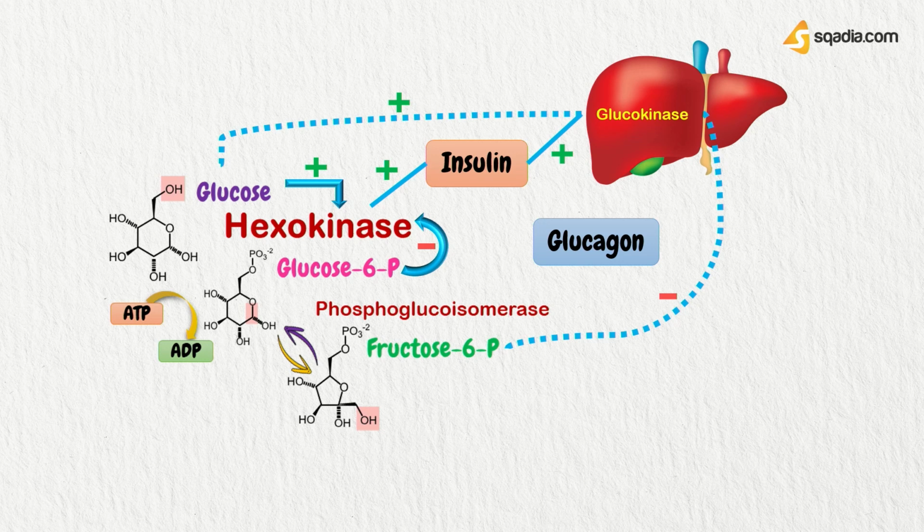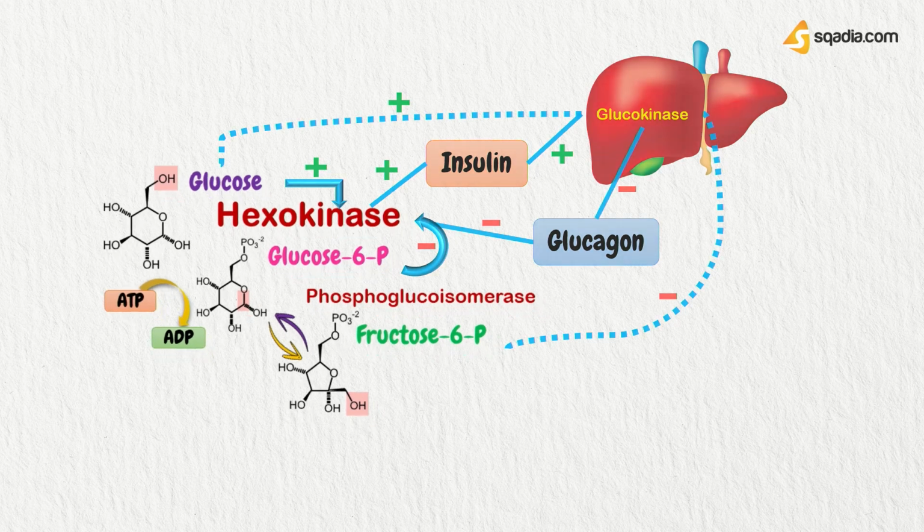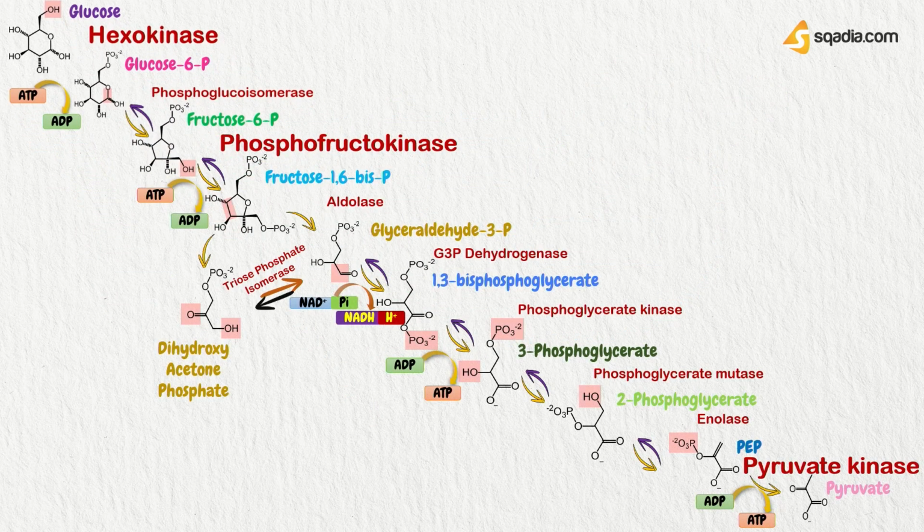And what if there's a low level of glucose? What if there is no glucose inside the blood right now? Glucagon is going to activate itself, and it's going to tell hexokinase and glucokinase that you need to stop, you don't need to multiply that much, because we don't need more glycolysis as there's already a low glucose level in the blood. So glucagon is going to negate the processes of hexokinase and glucokinase. This was all about the regulation of the hexokinase enzyme.